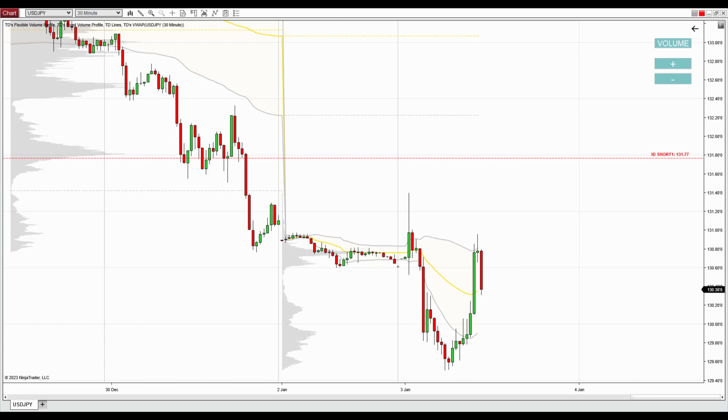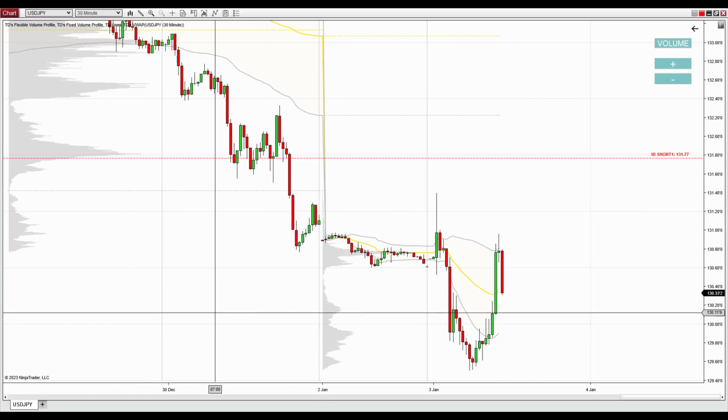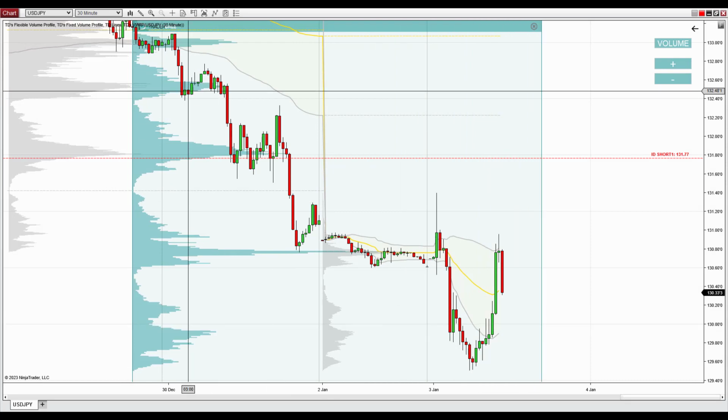So what you're looking at is the US dollar Japanese yen 30-minute chart, and as you can see on the Japanese yen there's a very strong downtrend. When there's a downtrend, I want to see significant volume clusters to trade from. So what you do is you draw a volume profile over the downtrend area and look for significant volume zones.